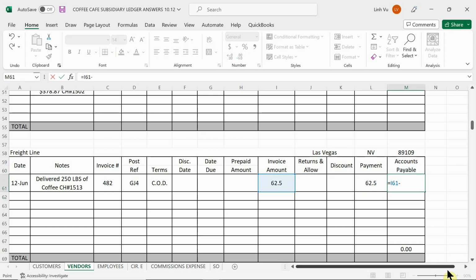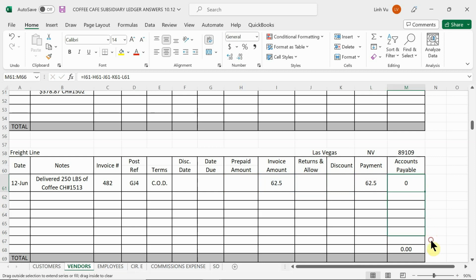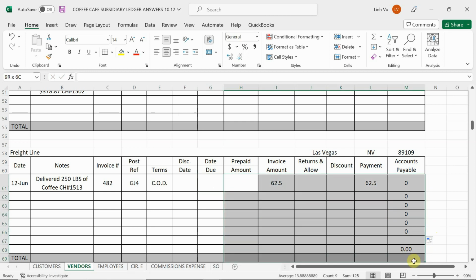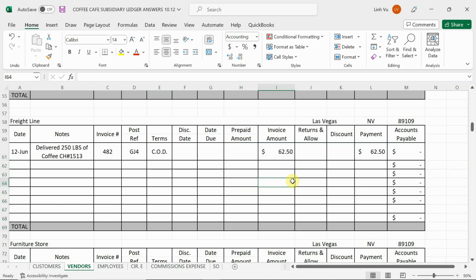So therefore, if you run your formula, you should be at 0. Okay, so this is just to ensure that you did receive the coffees. Okay, so we did our journal, our ledger, and now we did our subsidiary ledger.